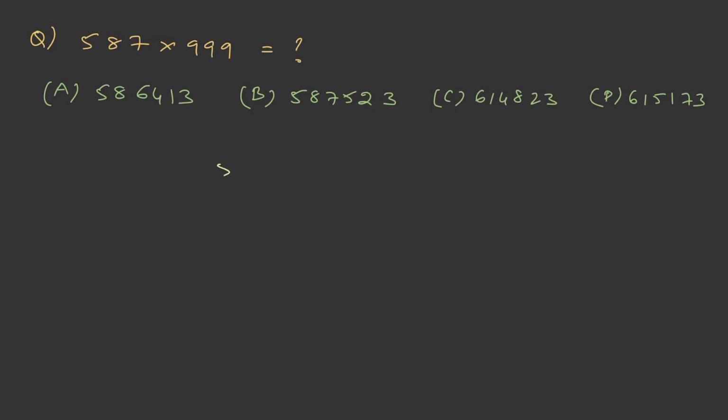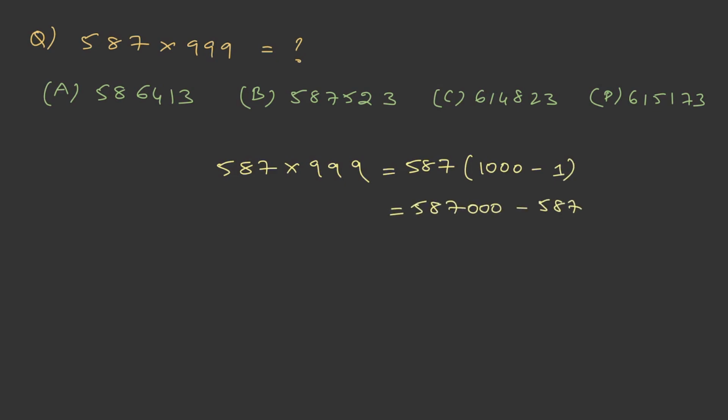Here we have a multiplication, 587 into 999. Now if you directly multiply, it's pretty lengthy. Instead of that, we can do it this way. So 587 into 999 can be written as 1000 minus 1. So this is 587000 minus 587. That is 586413. At this step, you can figure out it is 587000 minus something, so definitely the number will be less than this. Looking at the options, you can clearly make out this is the only option whose value is less than this. Therefore, you need not compute the answer. At this stage itself, you can directly mark the answer.